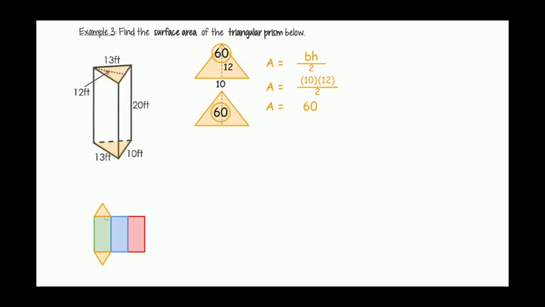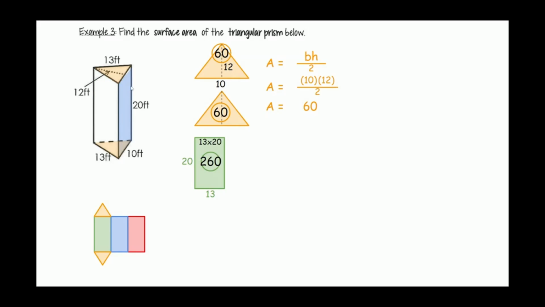Let's deal with each of the rectangular sides now. So start off with our green rectangular side. We know that the bottom of it is 13. So how tall is it? Let's see. We know it's, oh, there it is. It's 20. So it's going to be 13 by 20. 13 times 20 is 260.